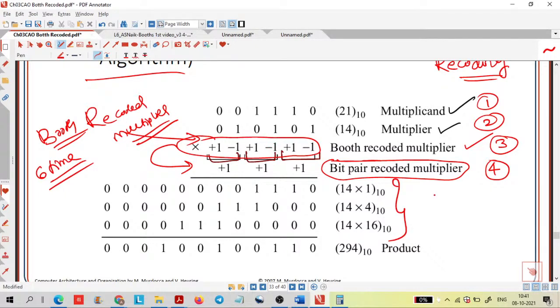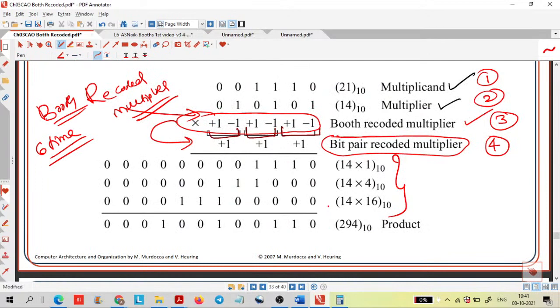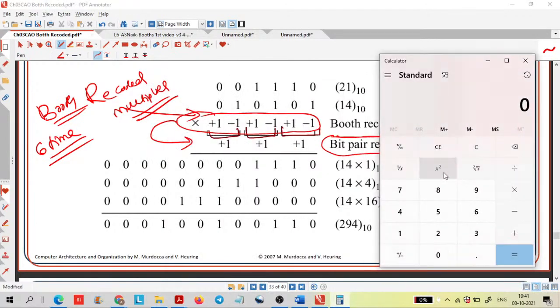Now only 3 operations. So here in this, you have to take the next step. I think there is some mistake here. So here you have to take the multiplicand only: 21 into +1, so +21 into 2 raised to 0.